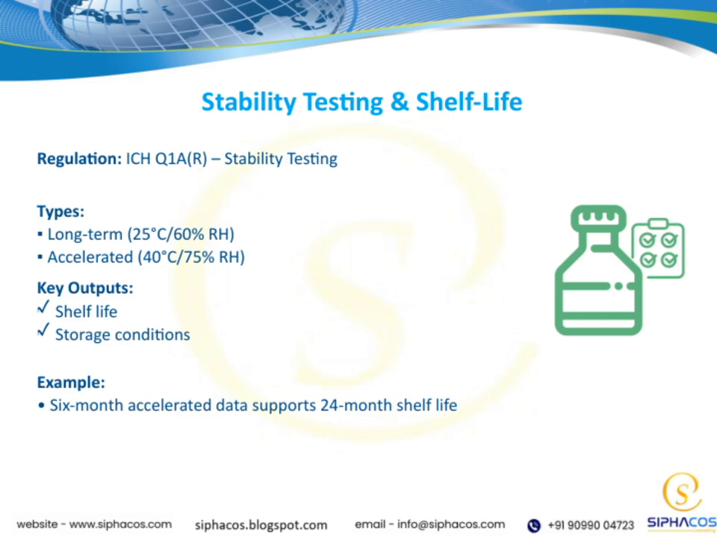The key outputs from these tests help us determine important factors like the shelf life of the product and the appropriate storage conditions. For example, data gathered from 6 months of accelerated testing can support a shelf life of up to 24 months under normal storage conditions. This process is essential because it ensures that our products remain safe and effective throughout their intended shelf life, giving confidence to both manufacturers and consumers. Remember, proper stability testing connects directly to maintaining quality and compliance in our overall product development.